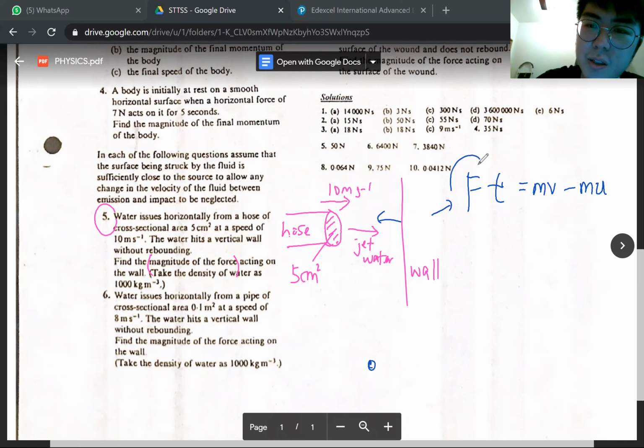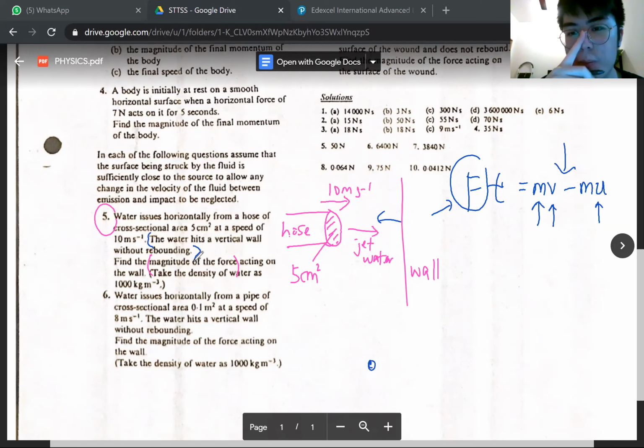Now to find the force, we need to know the change of momentum, meaning that we need to find out the mass of the water, the final velocity of the water, and the initial velocity of the water jet, right? So first, let's talk about the final velocity. Now, when the water jet hits the wall, you see this sentence says here, the water hits a vertical wall without rebounding. Without rebounding means that the moment it hits the wall, it stops. It won't be reflected back. Okay, it won't rebound, right?